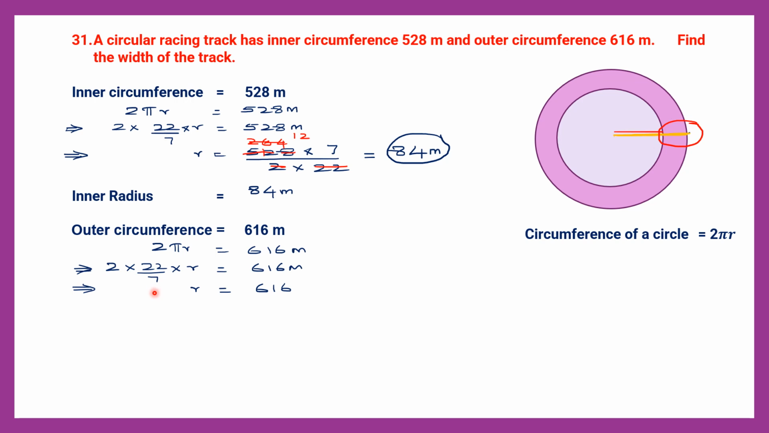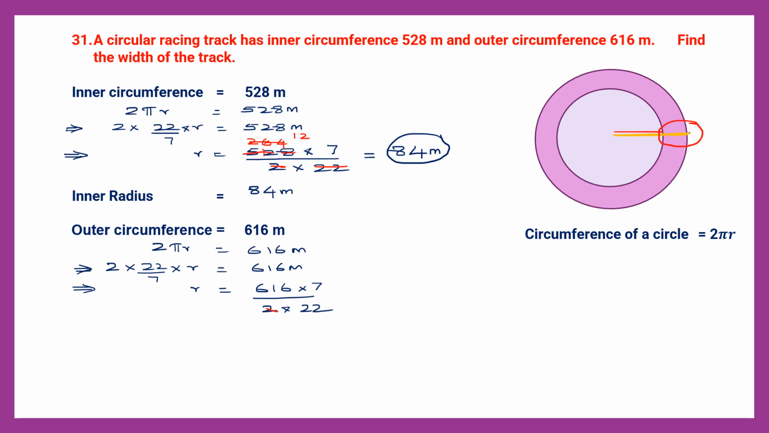It's division. So when it goes to the other side, it will become multiplication into 7. Now let's look at 2 into 22. Both are multiplication. So when it goes to the other side, it becomes division. So this becomes 2 into 22.